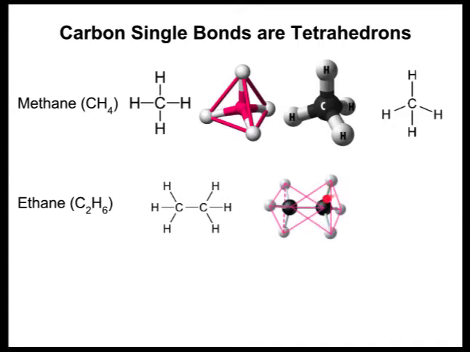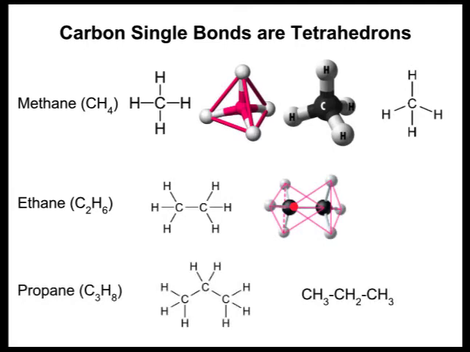Now, with respect to this carbon, it is also at the center of the tetrahedron. Three of the points of the tetrahedron are occupied by hydrogen, and the fourth point is occupied by the neighboring carbon. So this is true. So carbon maintains the tetrahedral structure. That's true for one carbon, two carbons, three carbons, and that's going to be true for however many carbons we add, so long as we're dealing with carbon single bonds.